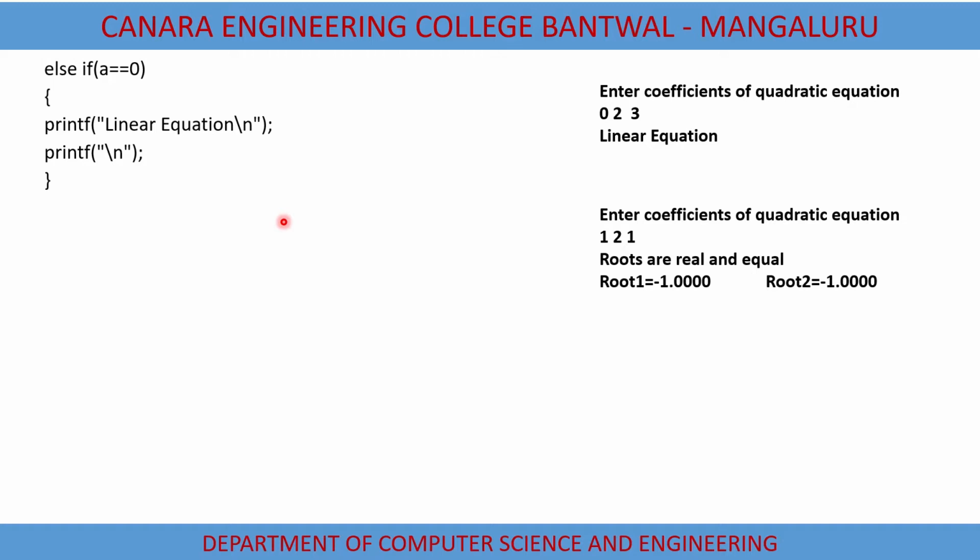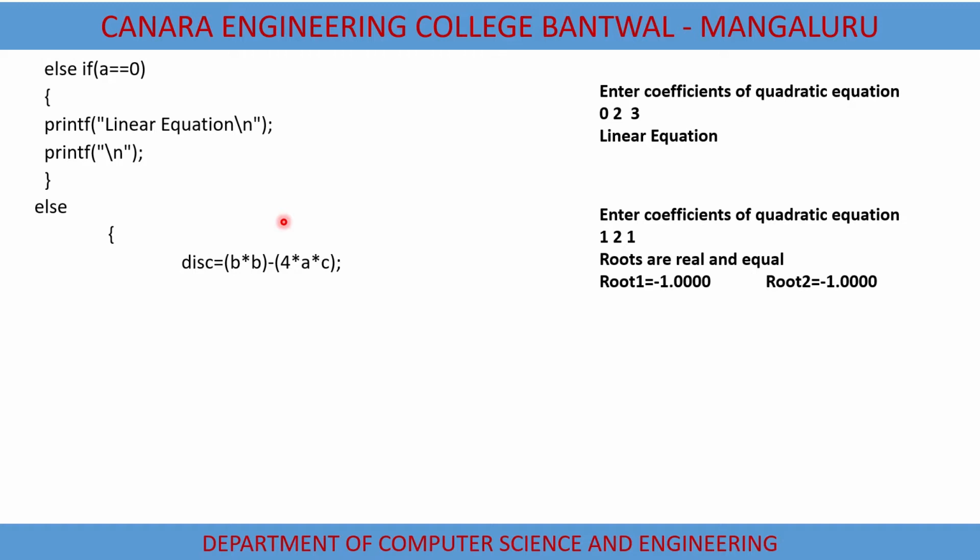In this section, if the coefficient values are valid, then we are going to find the discriminant value by applying the formula disc is equal to b square minus 4ac, which we have written in terms of variables: disc is equal to b into b minus 4 into a into c. Using this formula, we are going to calculate the discriminant value.